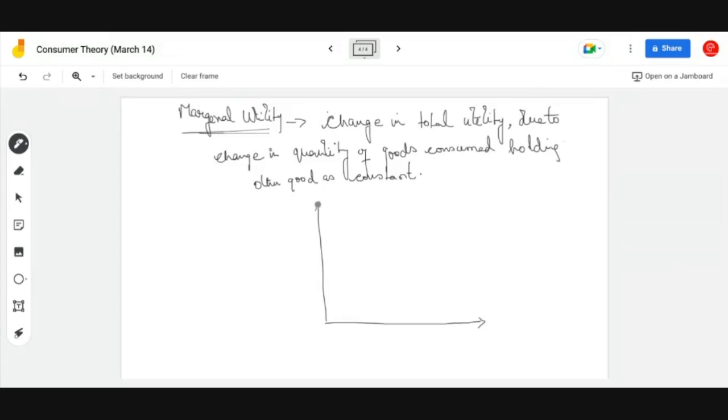So we are consuming two different goods. This is good Y and this is good X. Let's take the example of perfect substitute. And let's say earlier we were consuming at point A and this is now point B. So this is your Y1 and this is your X1. This is 0. And this is Y2 and this is X2.